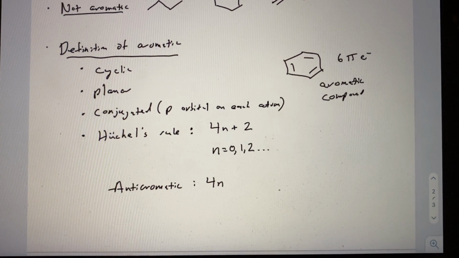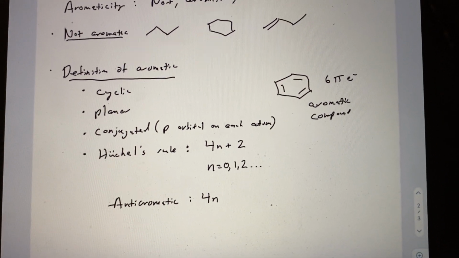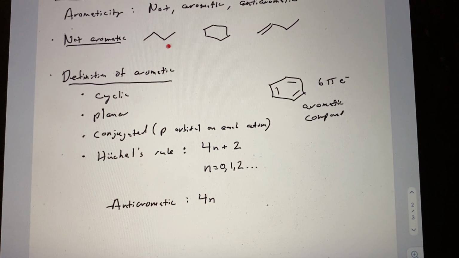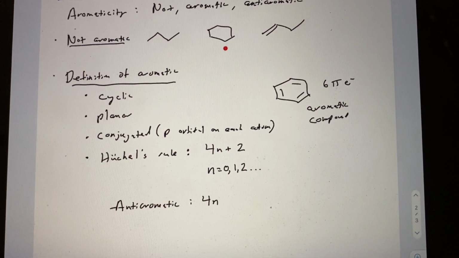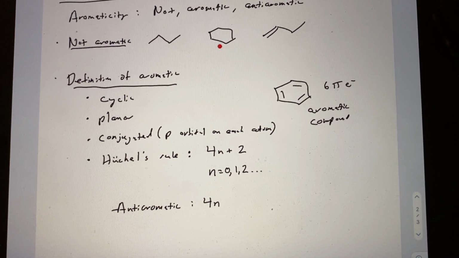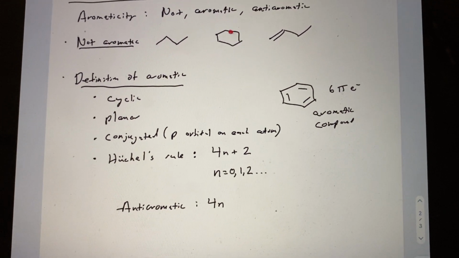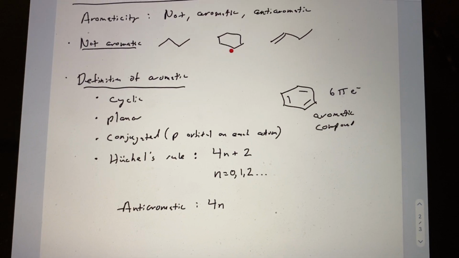So if we first take our 3 at the top, we said these are not aromatic. And so that means they're not going to meet one of these first 3 criteria. So butane is not cyclic, so we can stop right there. Cyclohexane, it's cyclic. We know it's not planar, right? It's actually in the chair conformation, nor is it conjugated. All of these carbons are sp3 hybridized. So we can just stop right there. We don't have to consider further.